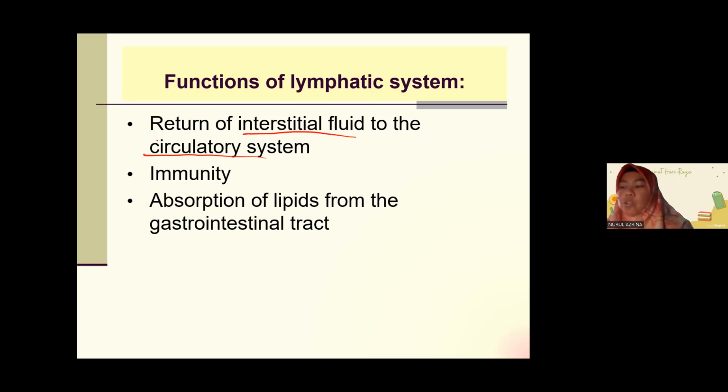Number two, the lymphatic system helps in immunity, where it has macrophages, or phagocytes, that will help to engulf foreign material in the lymph fluid. And number three, the lymphatic system helps to absorb lipid from the gastrointestinal tract.